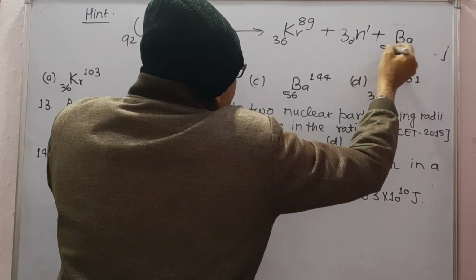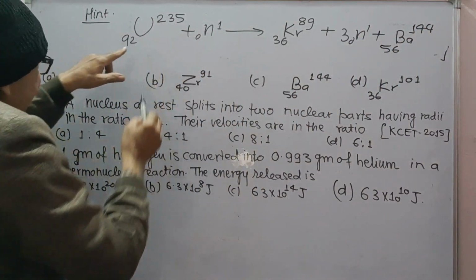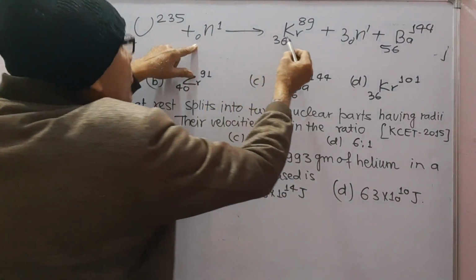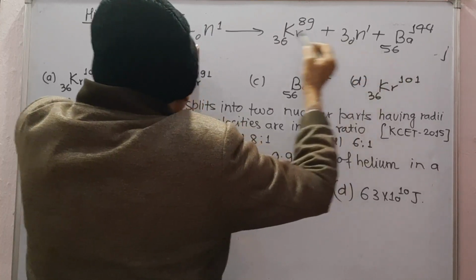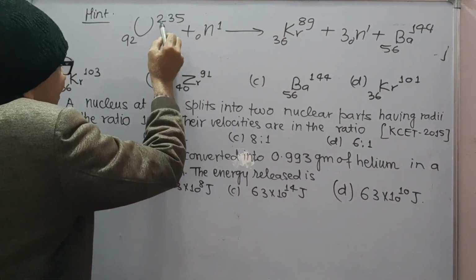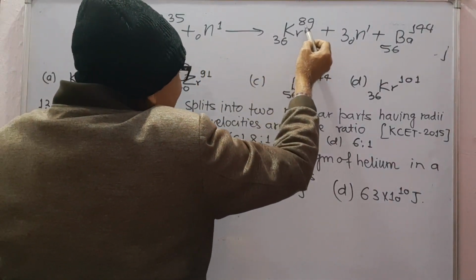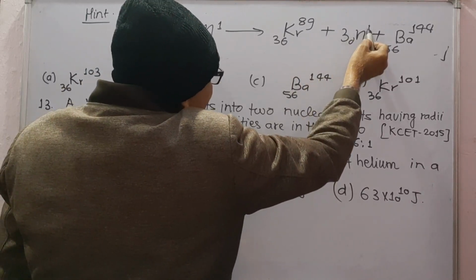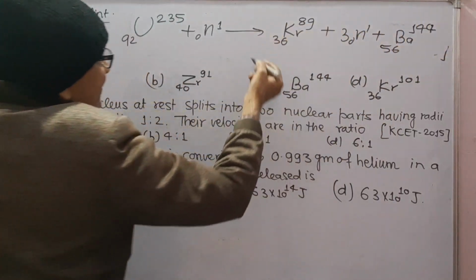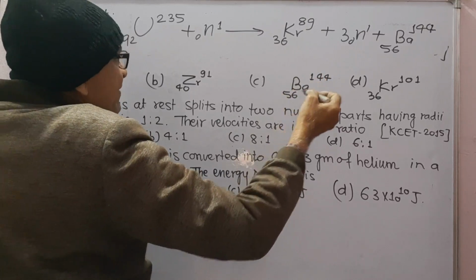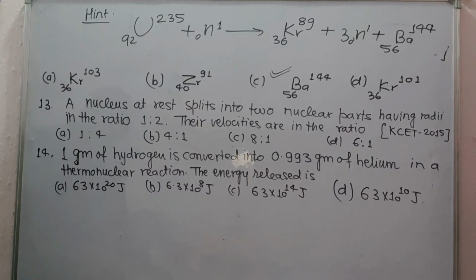barium 56-144. Here 92 plus 0 is equal to 36 plus 56, 92, which means charge is balanced. Similarly 235 plus 1 is 236, which is equal to 89 plus 3 into 1, that is 3, plus 144, which is 236. Mass is balanced, therefore the correct option will be this. Next question number 13.